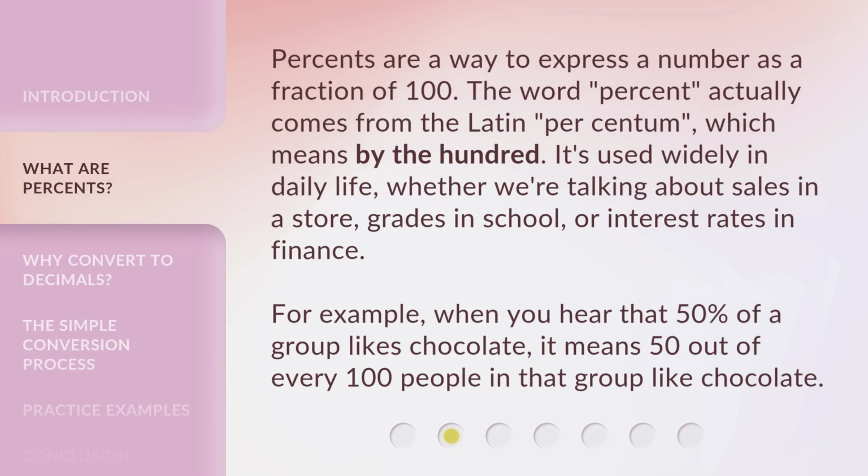Percents are a way to express a number as a fraction of 100. The word percent actually comes from the Latin percentum, which means by the hundred. It's used widely in daily life, whether we're talking about sales in a store, grades in school, or interest rates in finance. For example, when you hear that 50% of a group likes chocolate, it means 50 out of every 100 people in that group like chocolate.